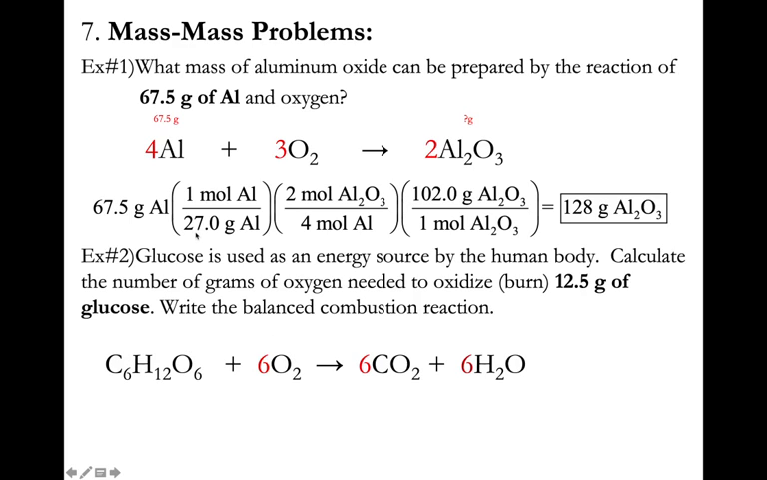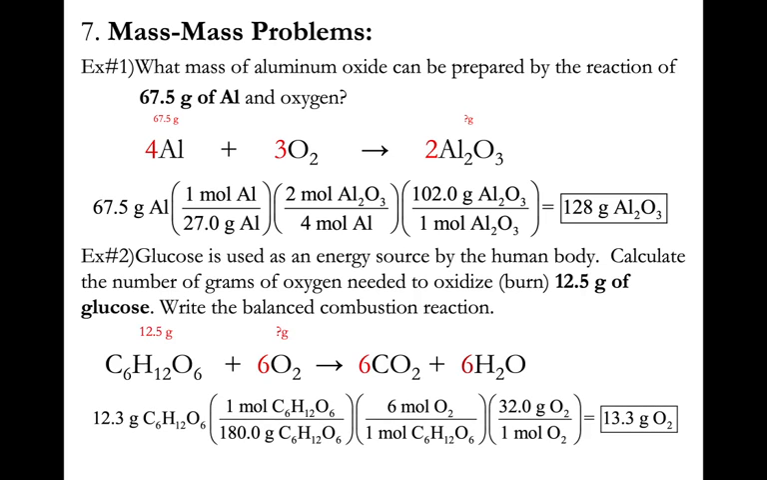So if you looked at the previous problem, I'm going from grams of glucose to moles of glucose. Then I'm going to use the mole ratio from the equation, which is 1 mole of glucose to 6 moles of oxygen. Once I figure out how many moles of oxygen I have, I'm then going to multiply by the molar mass of oxygen, and that will give me how many grams I have. So let's see that work.